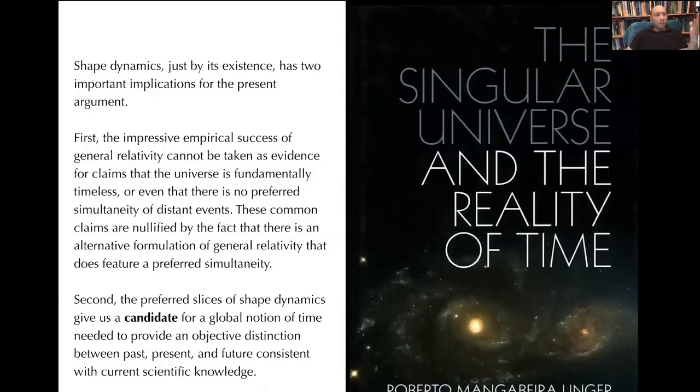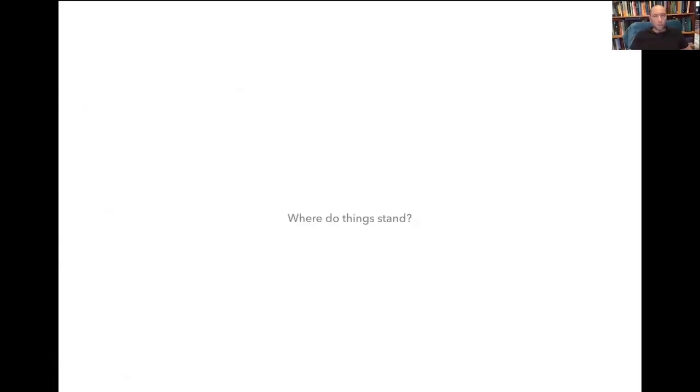So he says, shape dynamics just by its existence has two important implications for the present argument for the reality of time. First, the impressive empirical success of general relativity can't be taken as evidence for claims that the universe is fundamentally timeless, or even that there is no preferred simultaneity of distant events. These common claims are nullified by the fact that there's an alternative formulation of general relativity that does feature a preferred simultaneity. Second, the preferred slices of shape dynamics give us a candidate for a global notion of time needed to provide an objective distinction between past, present, and future consistent with current scientific knowledge. Okay, that was a very quick description, but all I can manage in this time.